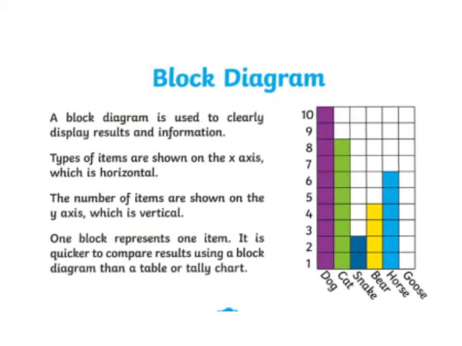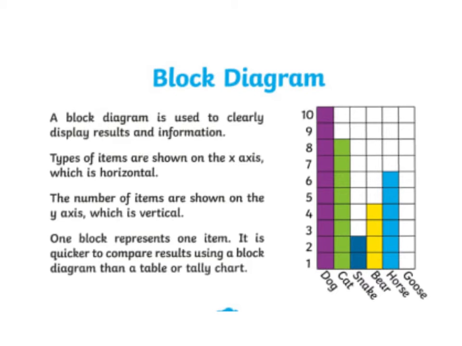Here you can see another example of a block diagram. And a block diagram is used to clearly display results and information. The types of items are shown on the axes here at the bottom. This is called the x-axis and goes across. And the number of items are shown on the other axis, the y-axis, which is vertical and goes up the side. And this is where we write our scale.